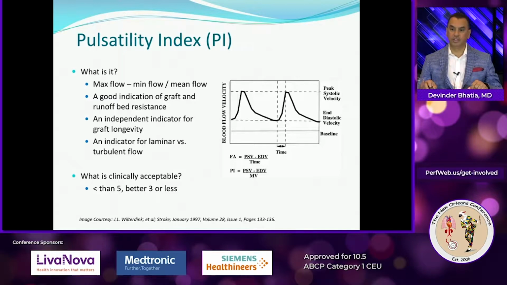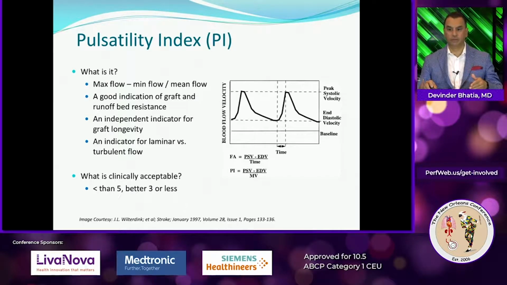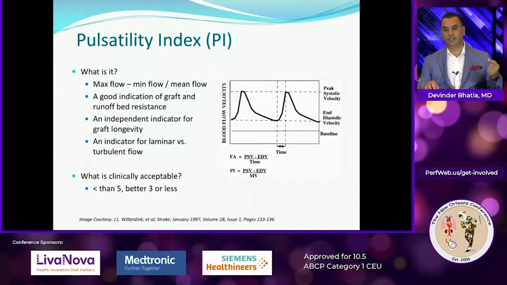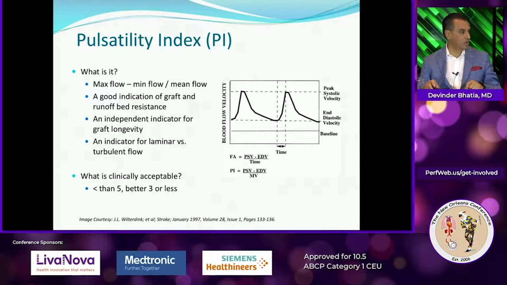Now, you asked about what pulsatility index was. Here's the equation. It's max flow minus minimal flow over mean flow. And it's a good indication of graft and runoff resistance, as we spoke of. It's an independent indicator for graft longevity, meaning that if you have a pulsatility index greater than 5, or certainly in the 8 to 9 range, the chances of that graft staying open are going to be lower.